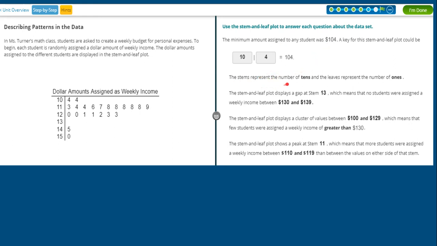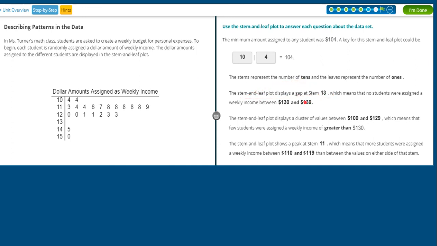Now watch, the stem represents the number of tens and the leaves represent the number of ones. So this 10 represents the number of tens, okay? And then that is 4. So if I have 10 tens, that's $100 plus 4 singles or 4 ones, that's $104. So that's how you look at that. If I have 11 tens, that's 110, and then add 3 to it, that's 113. So all of these stems are in the tens place or represent the number of tens, okay?